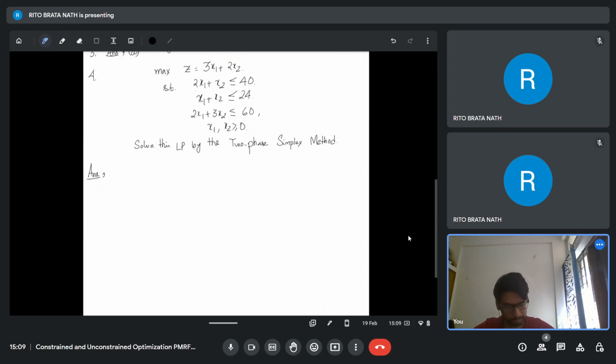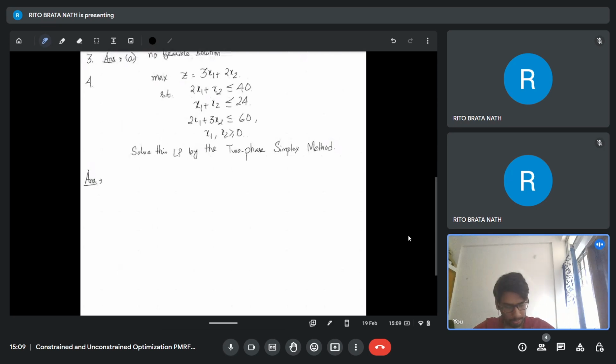Suppose, what you can notice here is that all the constraints are of less than or equal to type. So that means you don't even need to solve it by a two-phase method, because the two-phase method is mainly useful when you have artificial variables. So here you don't need any artificial variables. So your first step itself will be kind of redundant, the phase one part. But anyway, let's solve it for the sake of completeness.